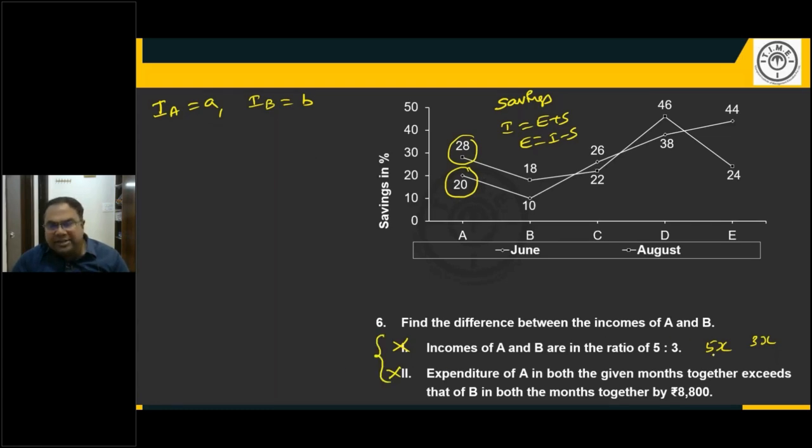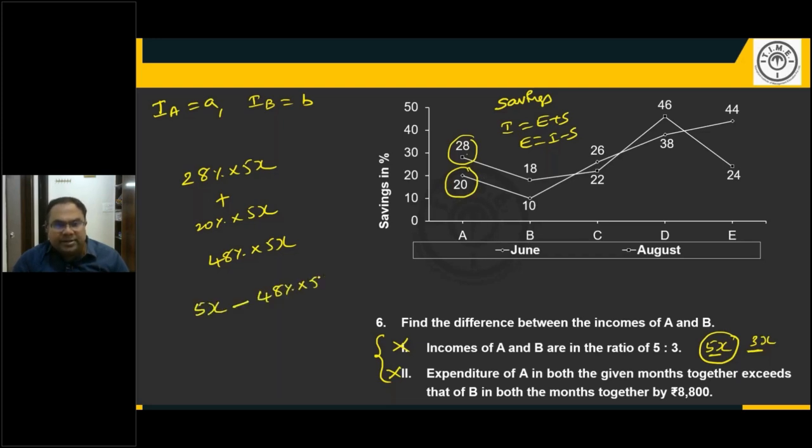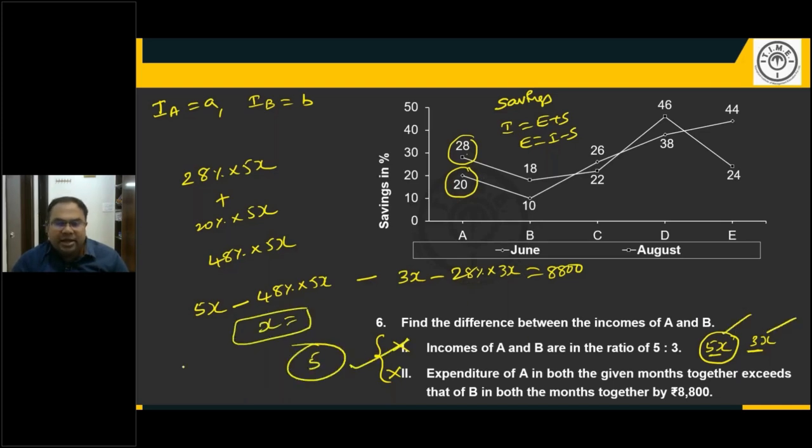Combine, and you know 5x and 3x now, so you can do it. For 5x, what are the savings here? 28% of 5x, and here 20% of 5x. It is 28% of 5x plus 20% of 5x, so it has to be 48% of 5x. From the total 5x, remove 48% of 5x. Minus, similarly 18 and 28: from the total 3x, remove 28% of 3x. The difference is 8,800. Don't solve more. If I solve this, I'll get the x value, and once I know the x value, I'll get the incomes. So combining both the statements, we can answer. Answer choice 5.